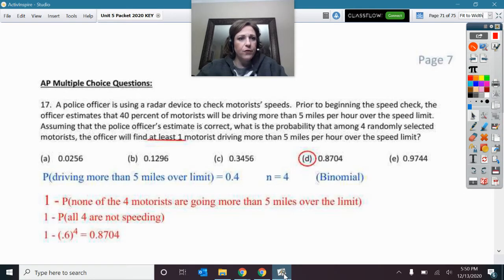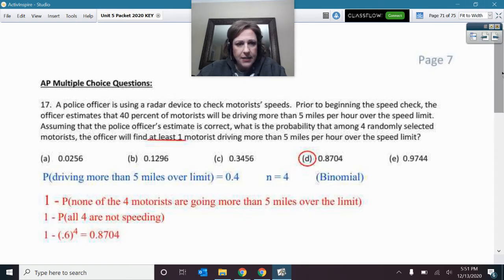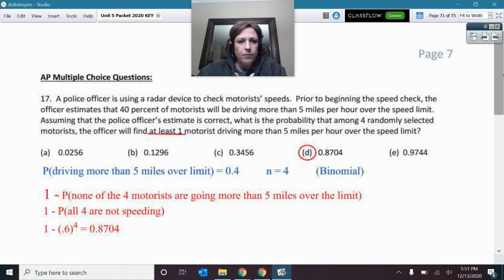All right, we're going to continue going over your review, starting with the AP questions. These are ones that have been shown on previous AP exams. So here we go. They are all the multiple choice ones.